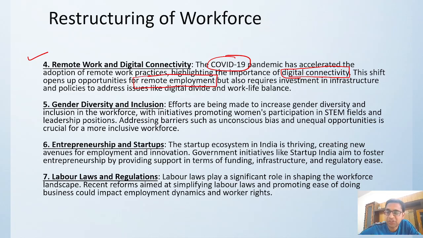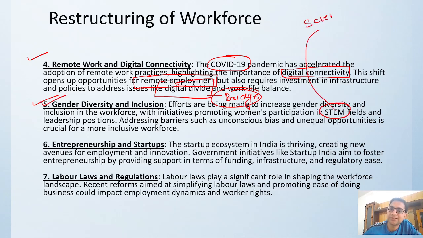So a lot of investment is needed in infrastructure. A lot of investment is needed in the technological service. So we need to bridge the digital divide. We need to provide skill development in these areas. Then gender division, diversity, all the people have to be included. STEM: science, technology, engineering and mathematics.